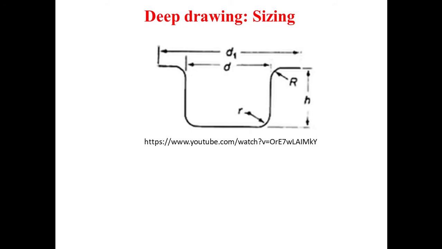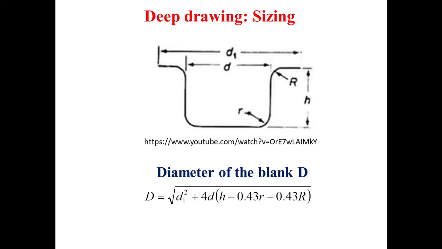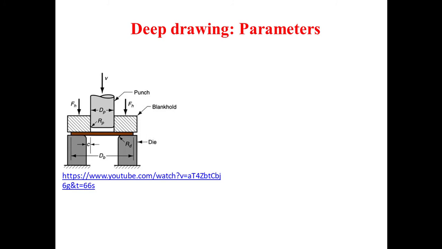In the case of a cap draw, the diameter capital D of the initially flat blank is given by this formula based on the principal dimensions of the cap draw. It's to note also that there are some parameters associated to the deep drawing process. These parameters are defined based on this model, and the principal ones are the clearance between the punch and the die, and this clearance should be greater by 10% than the thickness of the initially flat blank.